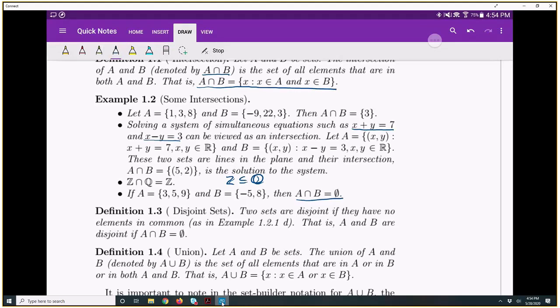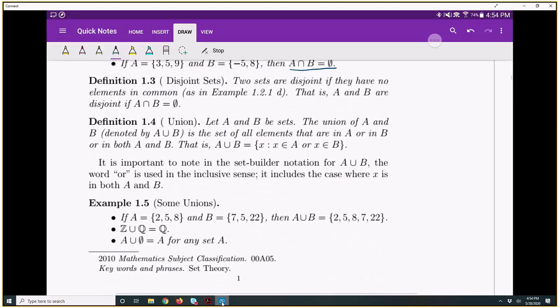And that brings us to our next definition. Two sets are called disjoint if they have no elements in common, just like in that previous example. That is to say, A and B are disjoint if A intersection B is empty.